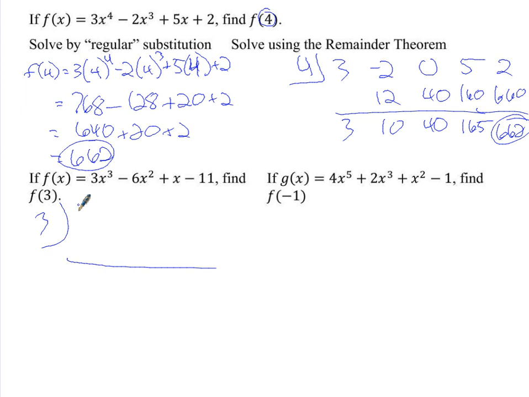All right. 3, negative 6, 1, negative 11. 3 comes down, 9, 3, 9, 10, 30, 19.